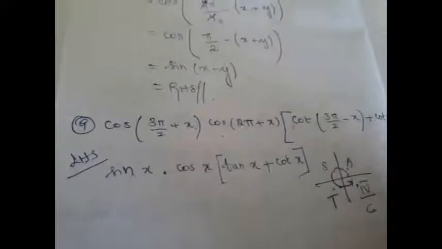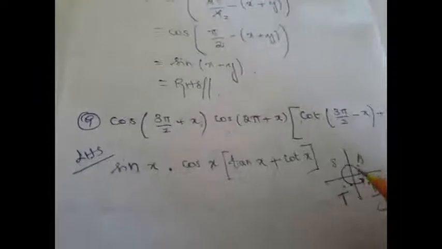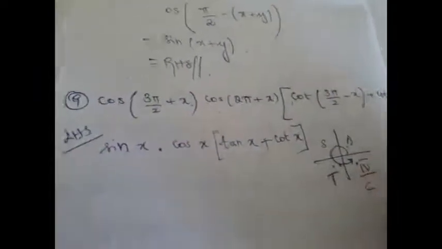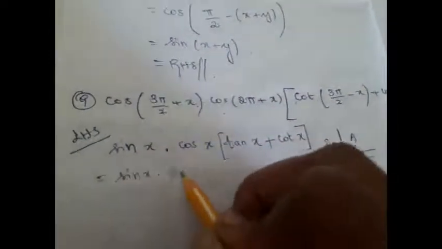Virtually you can think and assign the sign to the trigonometric function. Since we have just started, you can draw and check. There is nothing wrong in that. So this is equal to sin x into cos x.